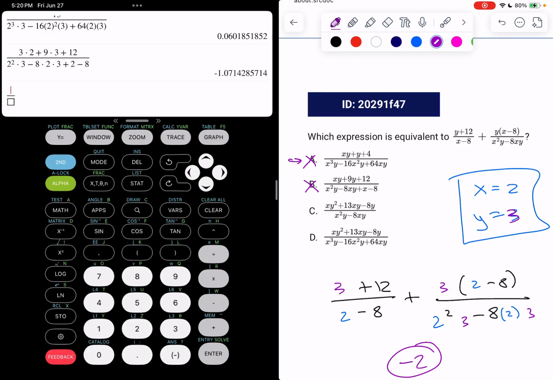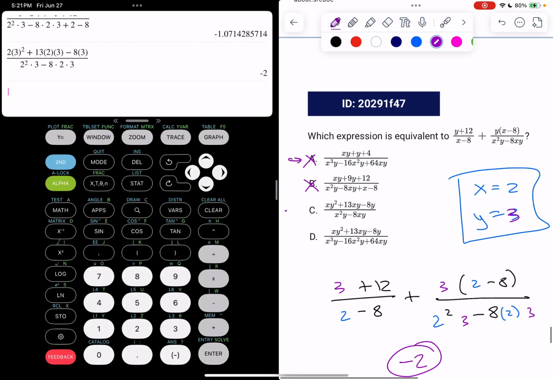So here we have 2 times 3 squared plus 13 times 2 times 3 minus 8 times 3 in our numerator. In our denominator, we have 2 squared times 3 minus 8 times 2 times 3. Let's see what we get. -2. That's our answer. But do we try them all? Yes, we absolutely do. So we're going to just try that last one.